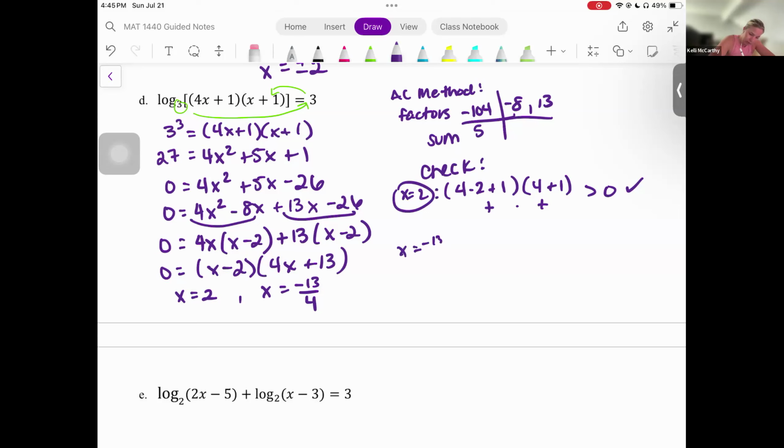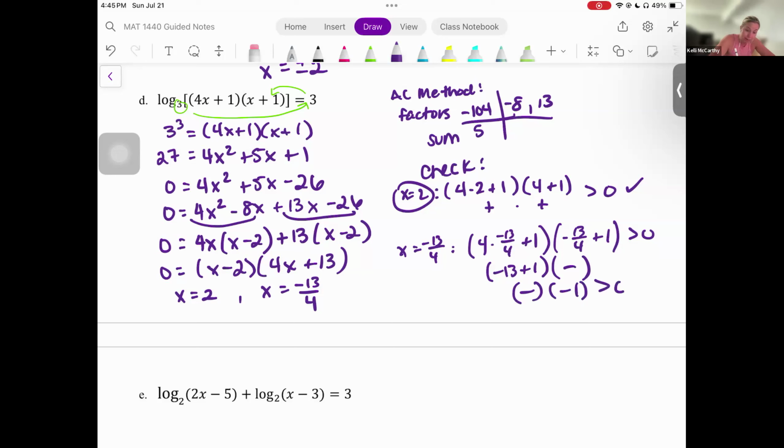x equals negative 13 over 4. I've got 4 times negative 13 over 4 plus 1, times negative 13 over 4 plus 1. 4 times negative 13 over 4 is actually just negative 13, plus 1. And then negative 13 over 4 plus 1, this is negative. I'm just going to keep that negative. I can see that this is a negative times a negative, which is positive. So both of those solutions we found check out.